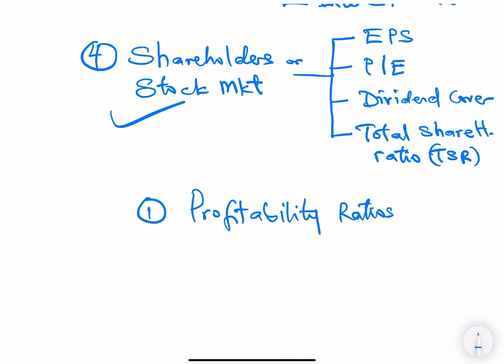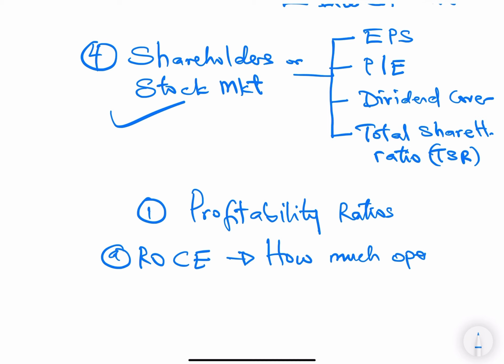And the first one under profitability ratio that I mentioned is return on capital employed. And what does this measure? This just measures how much operating profit a company is able to produce or make using the available financing. So we're saying this ratio will answer this question: how much operating profit? Operating profit is your PBIT.